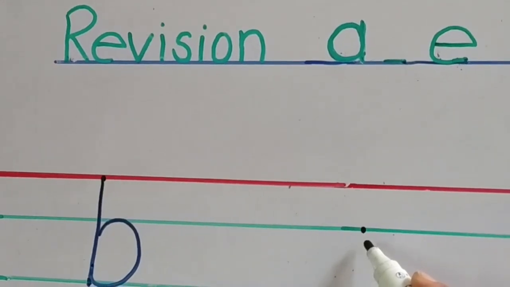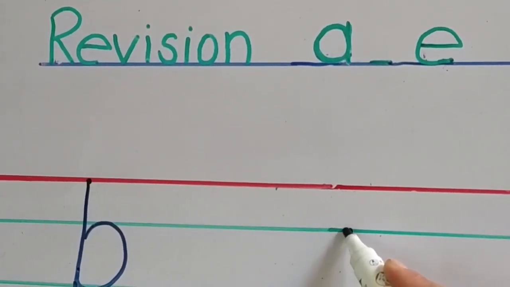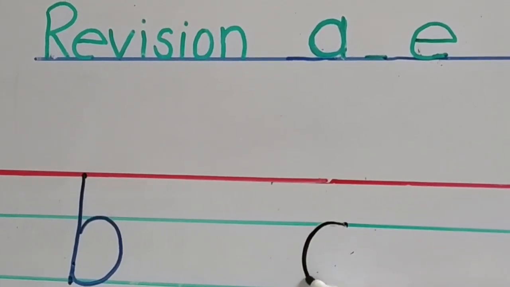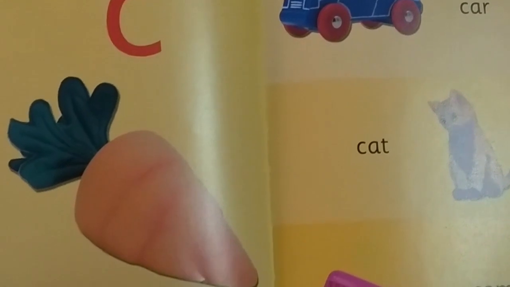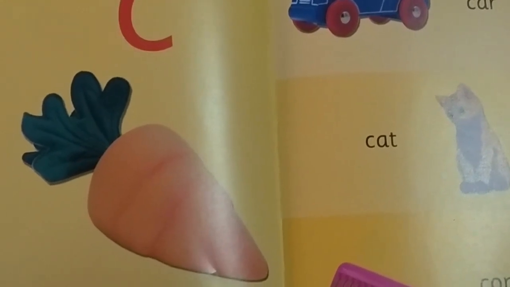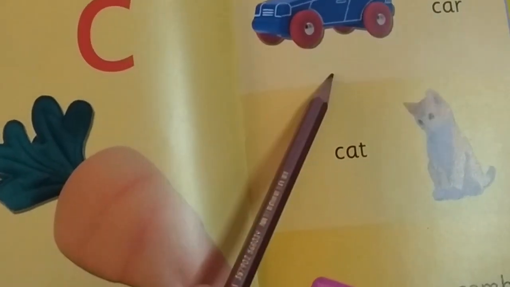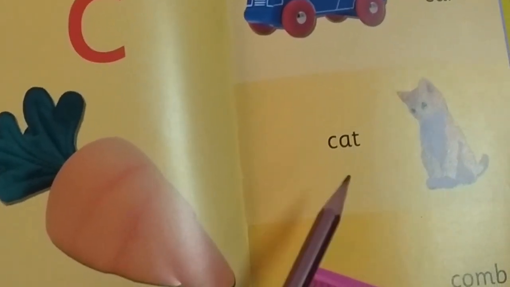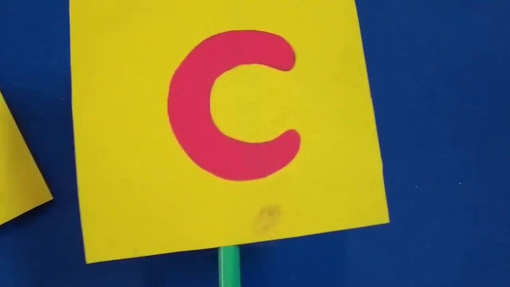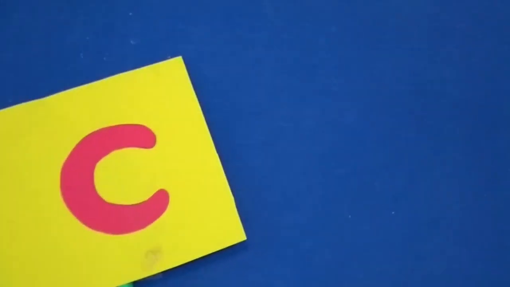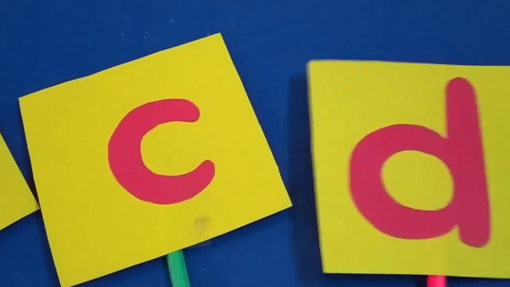How to write letter C? Make a semicircle. Do you know which things start with letter C? C, carrot. C, car. C, cat. C, comb. What comes after C? D, D.